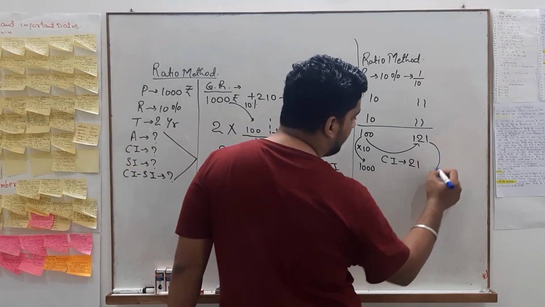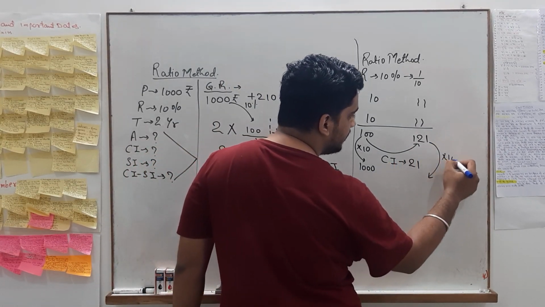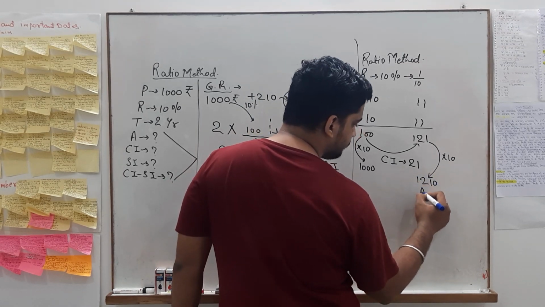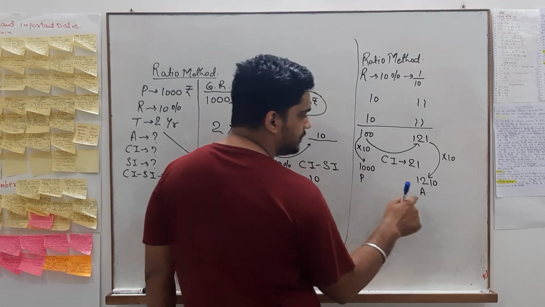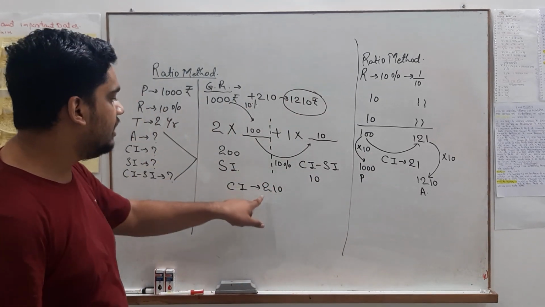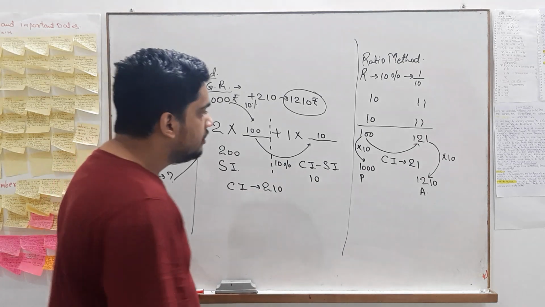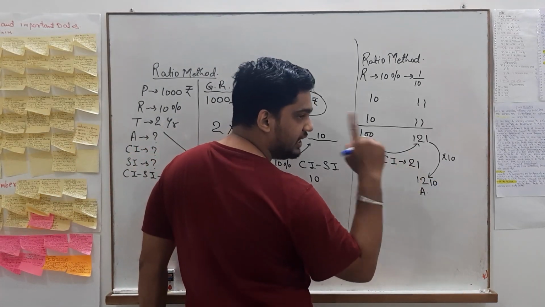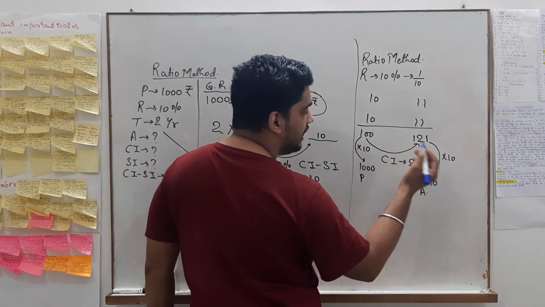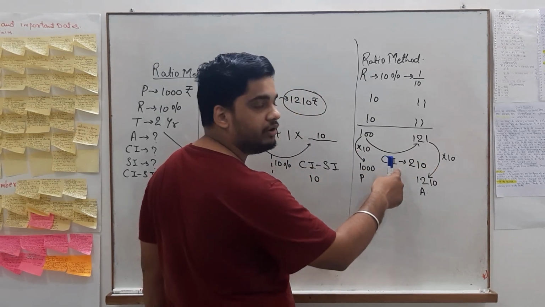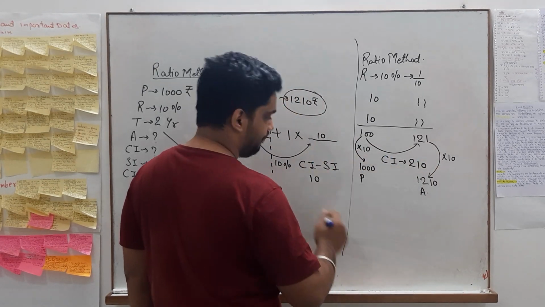So the total amount will always be equal to 10 times of itself. This is amount, this is principal. You can check the total amount is 1210. Total CI, if it is 21, will also be 10 times of it. So it will become 210.